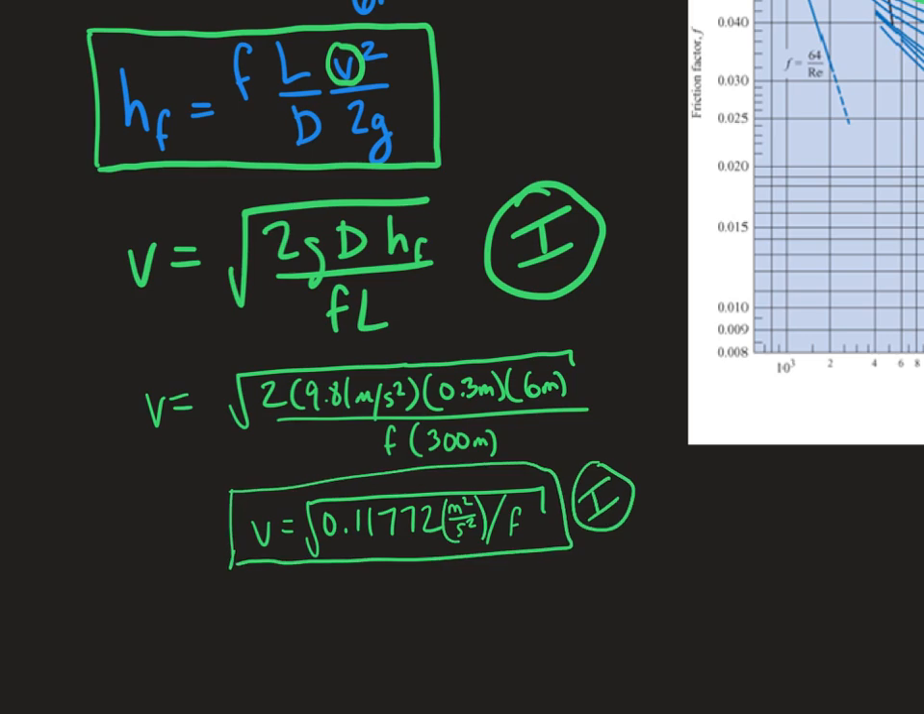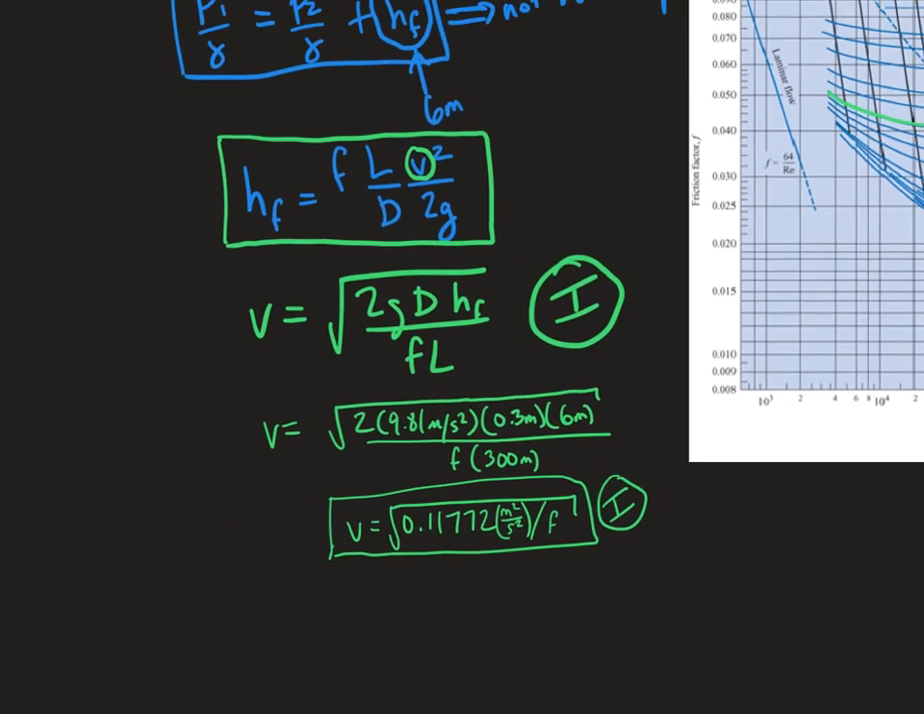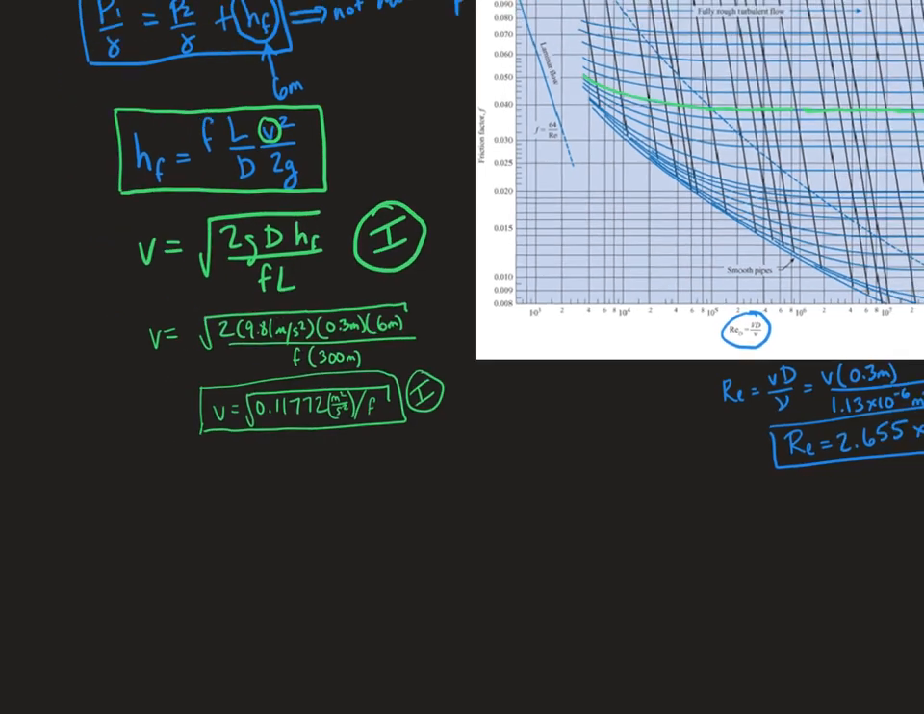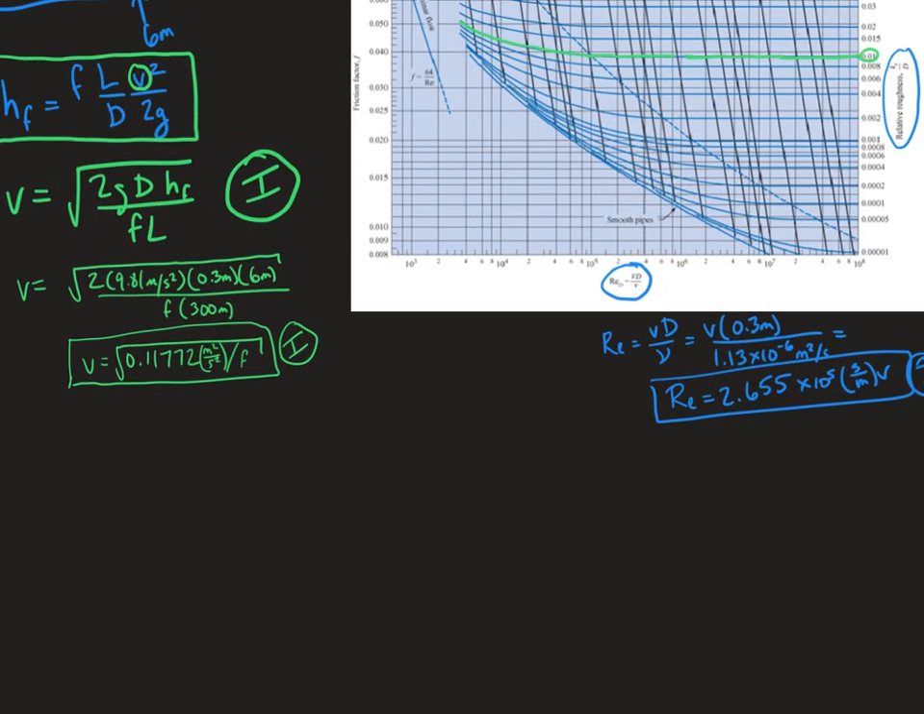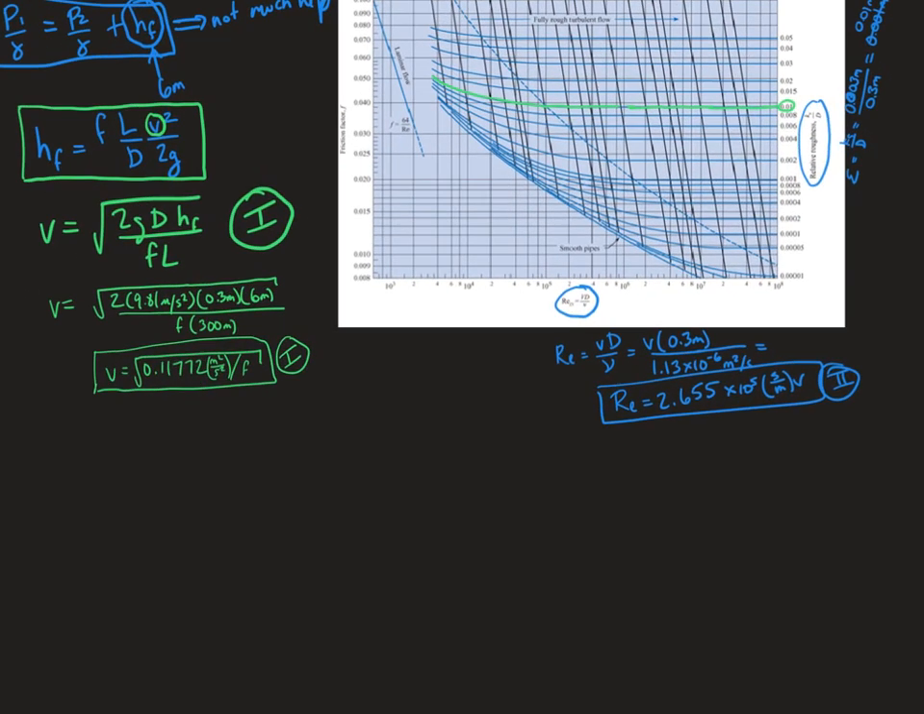The strategy here is unusual, because I can't solve either 1 or 2. I can't solve equation 2 because I don't know V, which of course is the whole point of the problem. I want to solve for V. But if I knew V, then I could solve for the Reynolds number. If I knew the Reynolds number, then I could plug it into Moody and that would give me F.